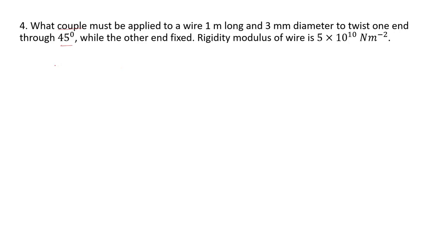So it is a direct question. What is the couple that must be applied? So what we are asked to find is the torsional couple, tau. So we have the equation for torsional couple: pi n r to the power 4 theta by 2l. Now we have theta in degrees, so we need to convert theta, which is 45 degrees, into radian. So it is 45 into pi by 180, and that is pi by 4 radian.